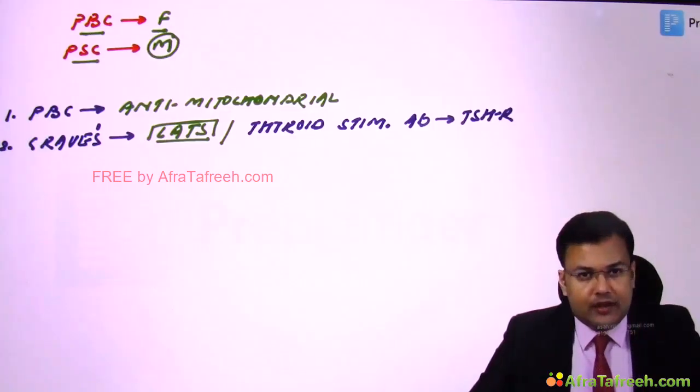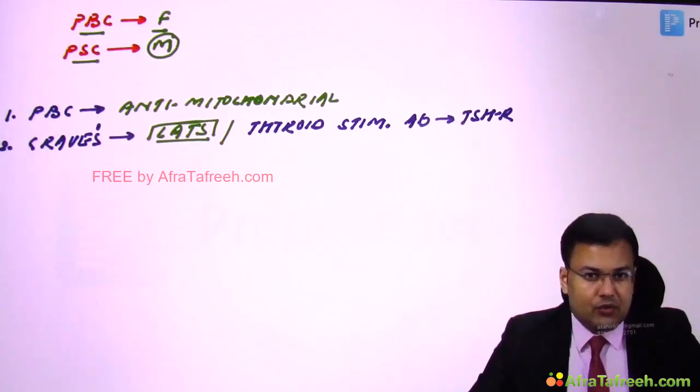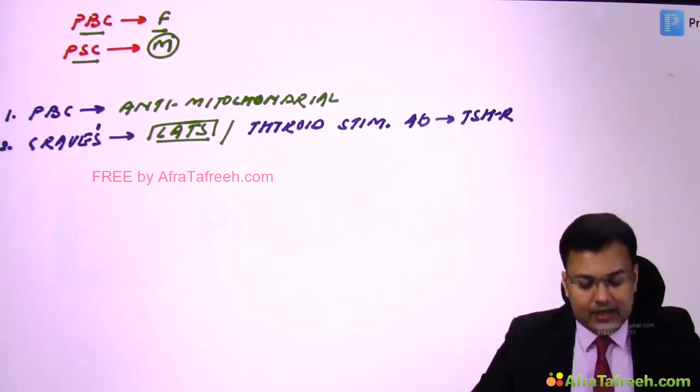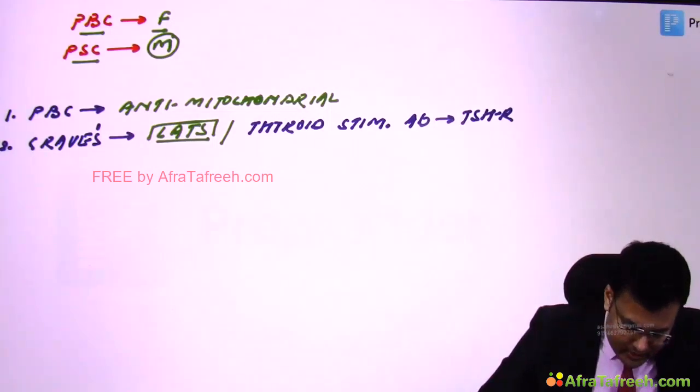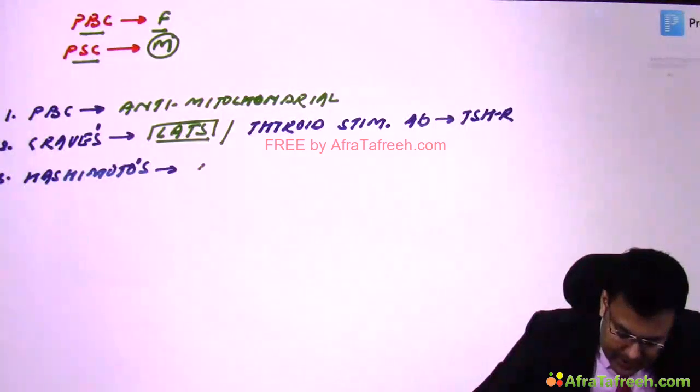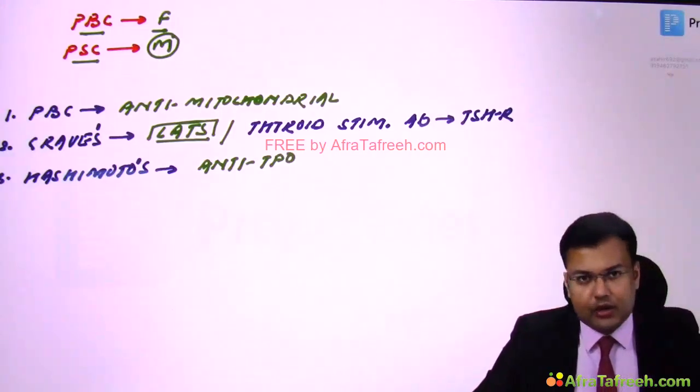Just opposite of Graves, that is Hashimoto's thyroiditis, and Hashimoto's thyroiditis is associated with anti-TPO antibodies. Third is Hashimoto's thyroiditis, and this one is associated with anti-TPO. The full form of TPO is thyroid peroxidase.